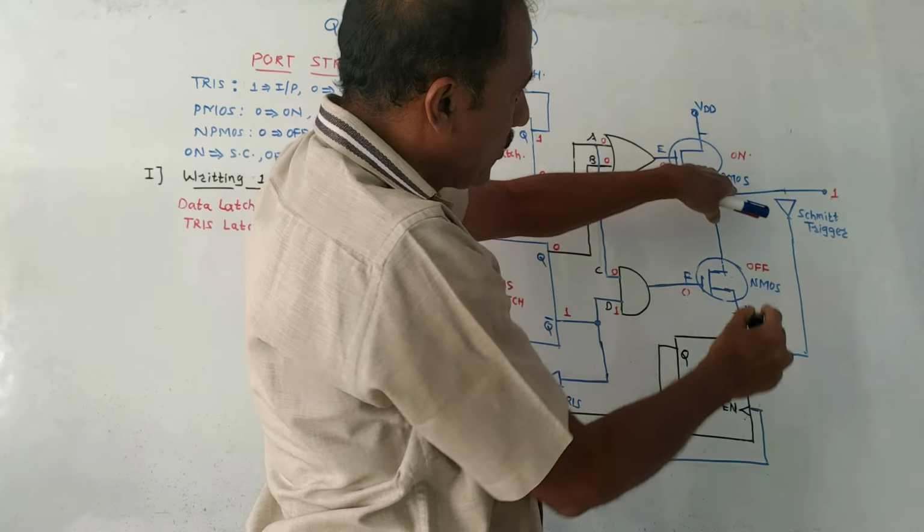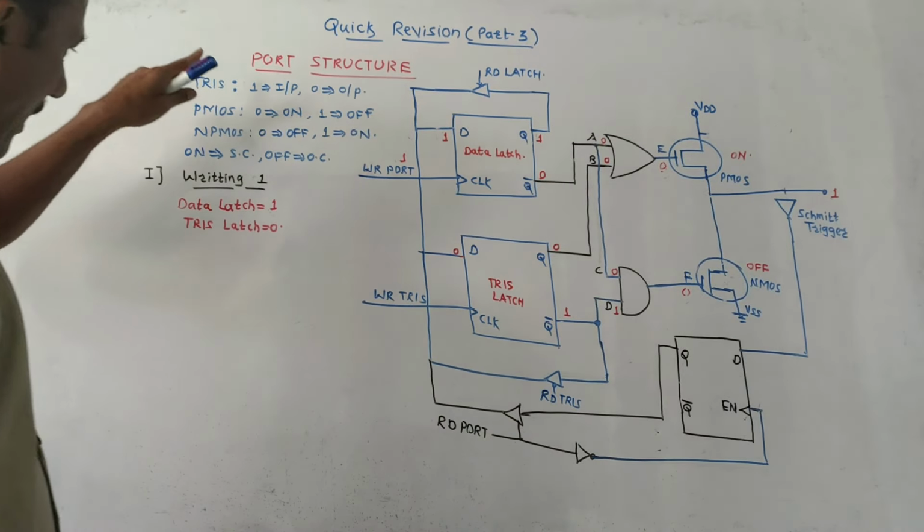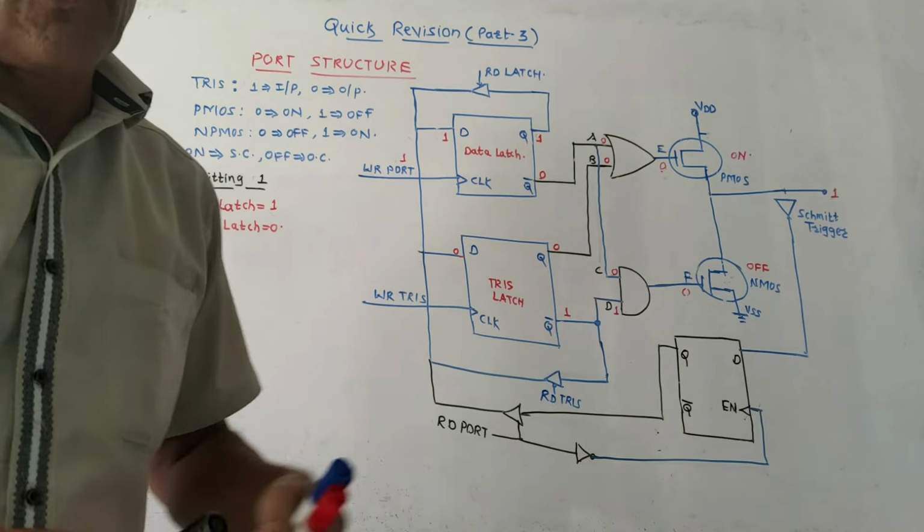VDD means logic 1, so logic 1 came at the output. That means we are trying to write 1 and at the output we are getting 1.